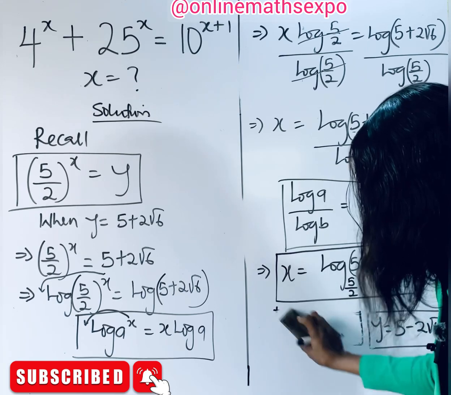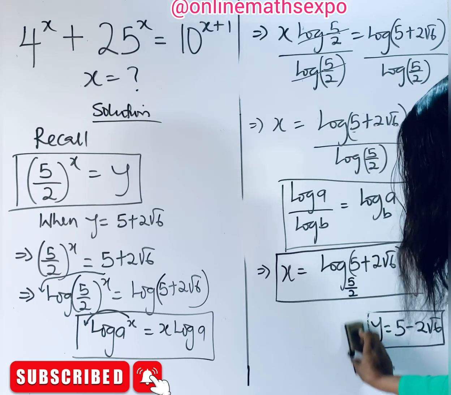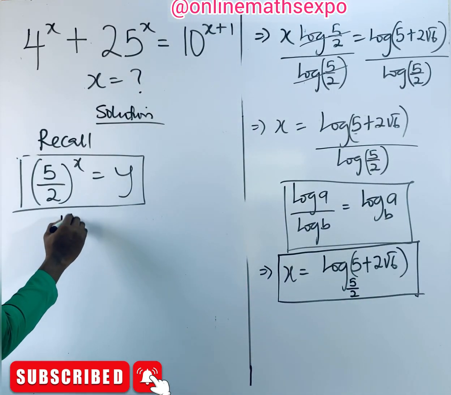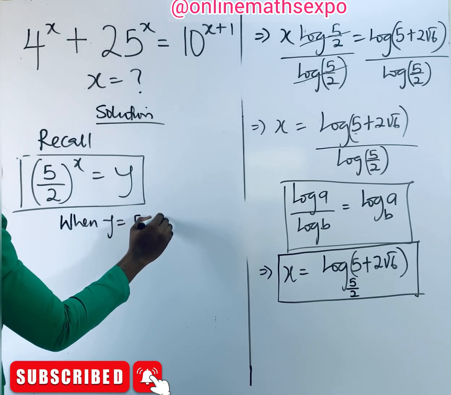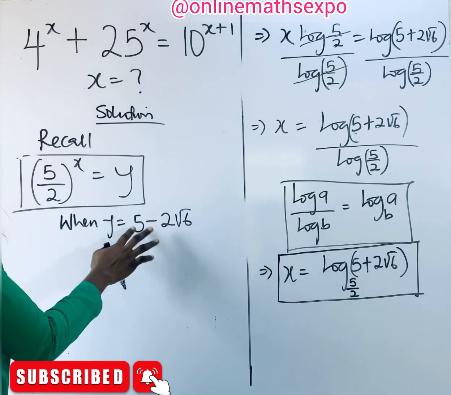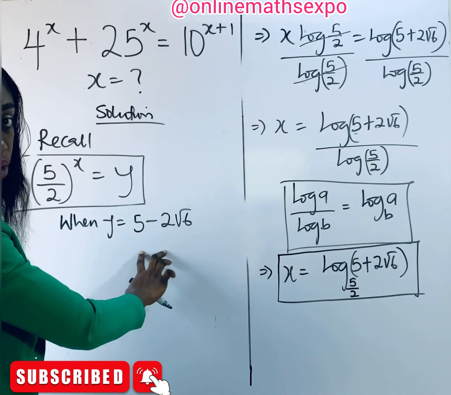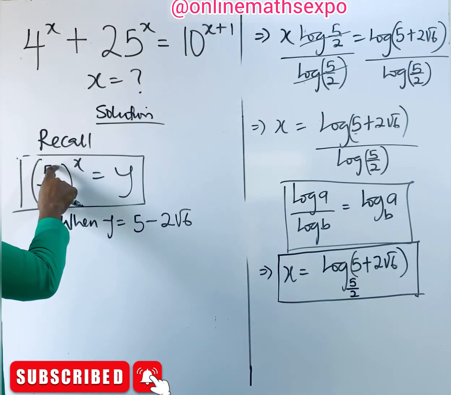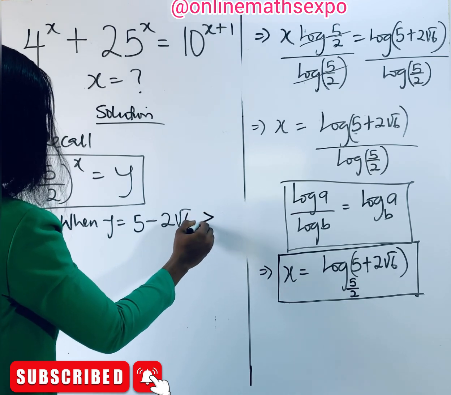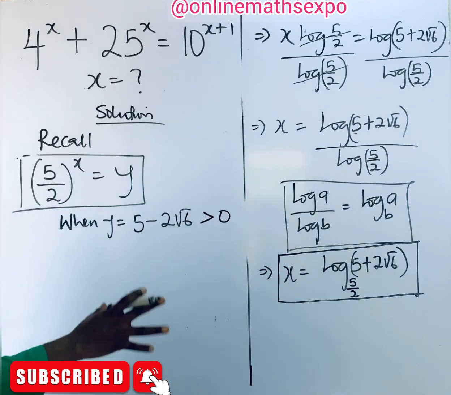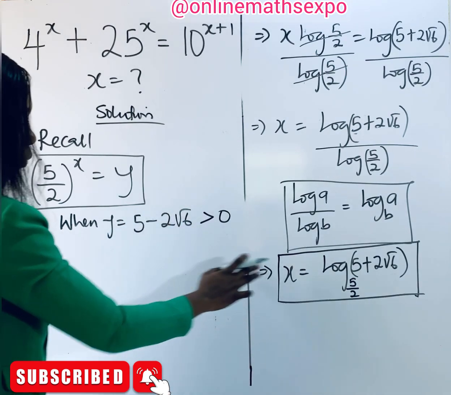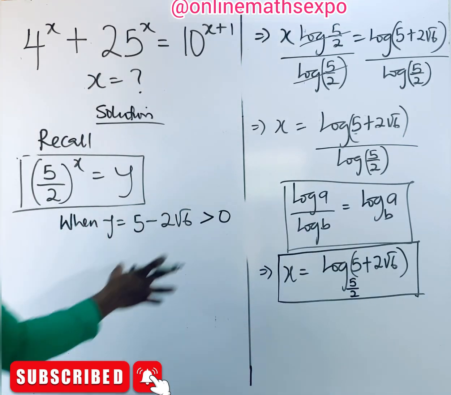So we're going to get x for when y is this. Now we have when y is 5 minus 2 root 6. You have to be careful at this point to be sure that if you simplify this, it gives you a positive value, because the base is positive. So you know that when you have 5 minus 2 root 6, it is always greater than 0. So it's positive, and in that case, we are making use of it. Supposing it is less than 0, you will not. You only stop at the positive one. I hope it's clear. So let's still work out this.